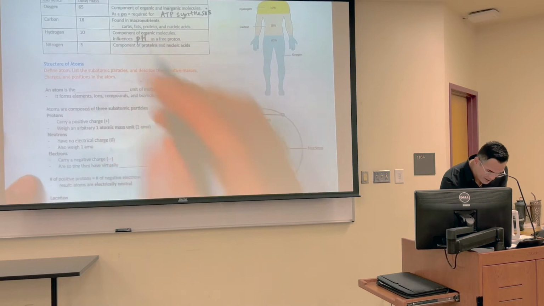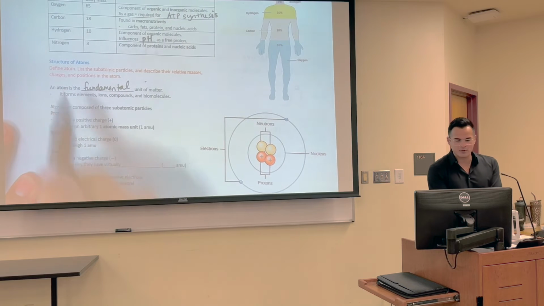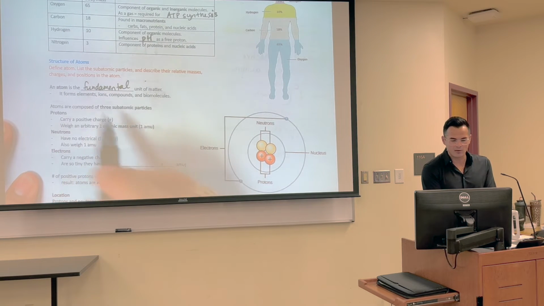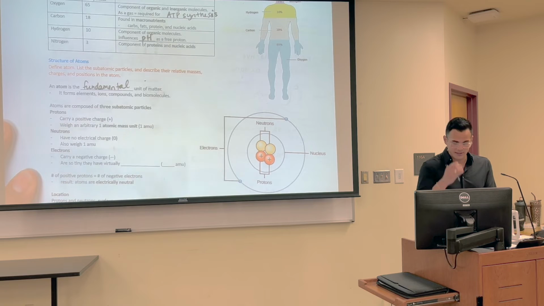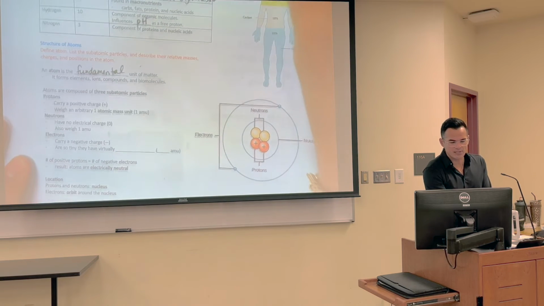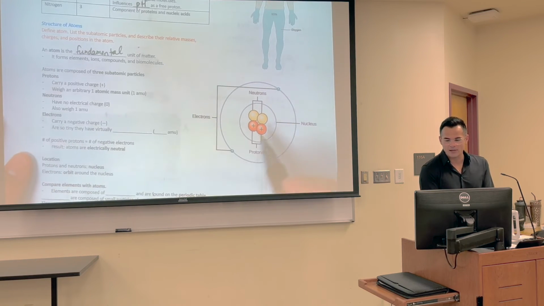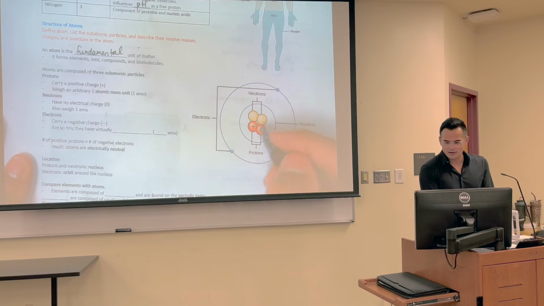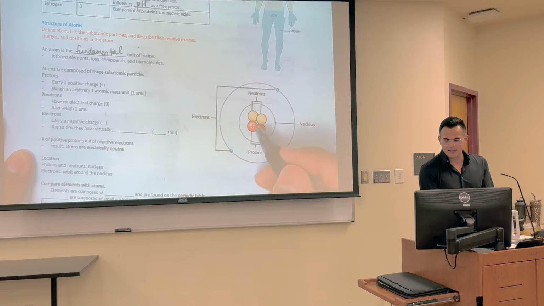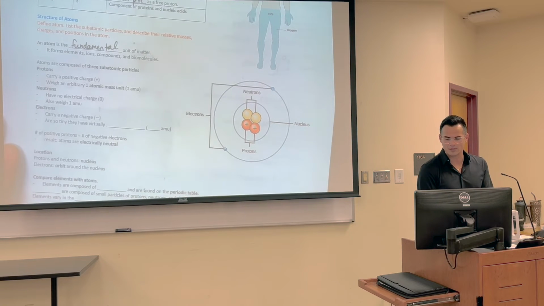An atom is the fundamental unit of matter, and it forms elements, ions, compounds, biomolecules. Ions, these are things that are going to be charged. The 3 subatomic particles that make up an atom: here within the nucleus, you've got your protons, positively charged, and then you have these neutrons. There's no charge, or neutral here. And then the electrons are going to be circulating, found here on the outside of the nucleus. That positively charged thing and then the negatively charged thing is the opposite charge, so it's keeping that electron close.